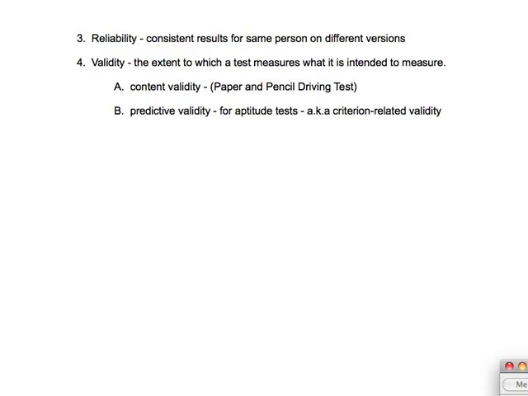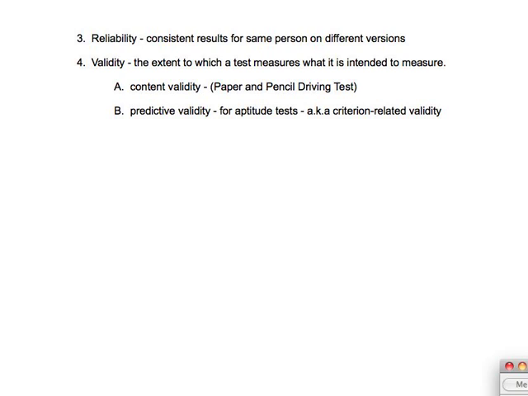The final key qualities of a good test, along with standardization and fitting according to a normal distribution, would be reliability, which is a quality that says that there are consistent results for the same person on different versions of the test. That's really important, and what we find is that intelligence tests are highly reliable. People's intelligence tends to work out very, very closely over the span of time once an individual reaches maturity.